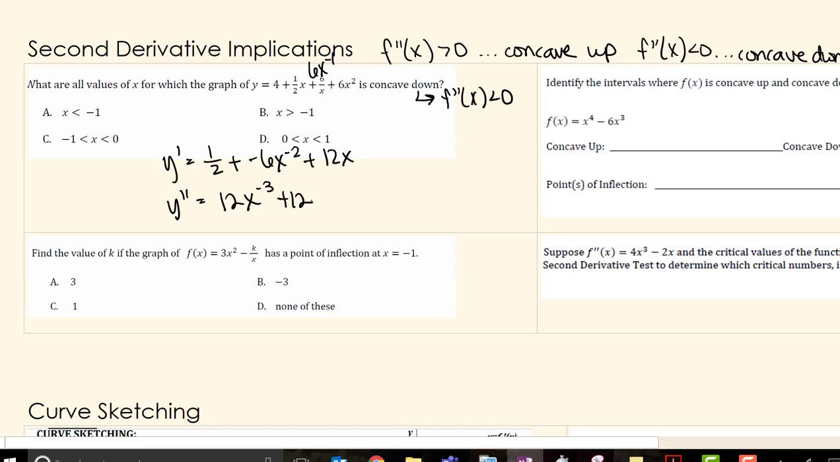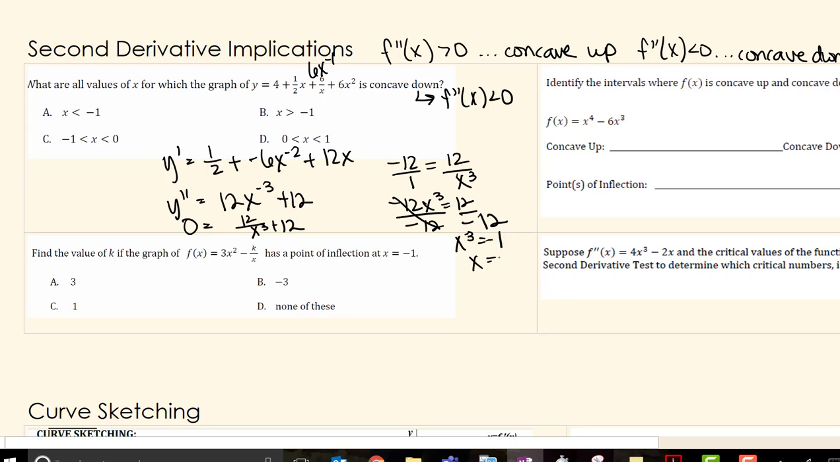Again, setting this equal to 0, I'm going to rewrite. So I'm going to say 0 equals 12 over x cubed plus 12. And then I'm going to move this over, so I'm going to have negative 12 equals 12 over x cubed. Cross multiply here, and I get x equals negative 1.